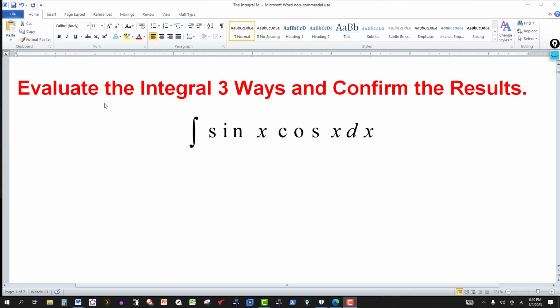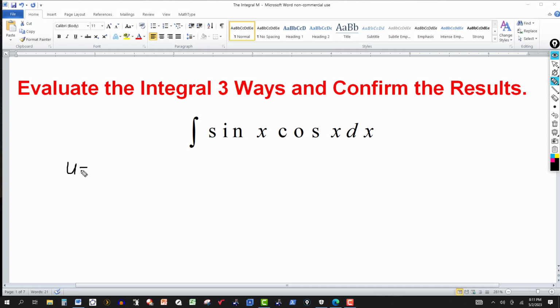In this video, we want to evaluate this integral 3 ways, and then confirm those results. So if you want to pause the video and try this out, go ahead, then I'll be back. Now the first two methods are actually going to be u-substitution.